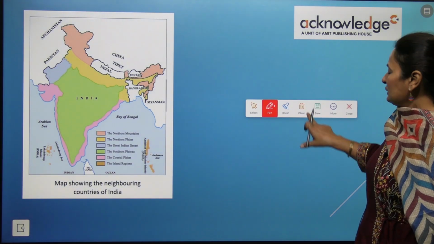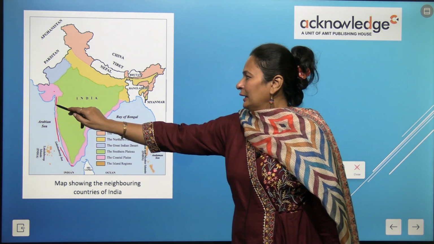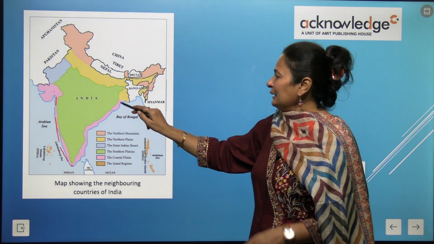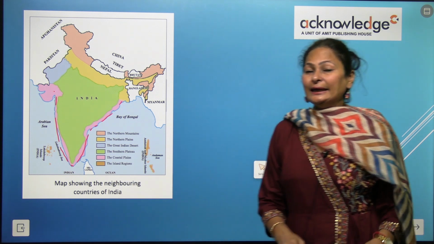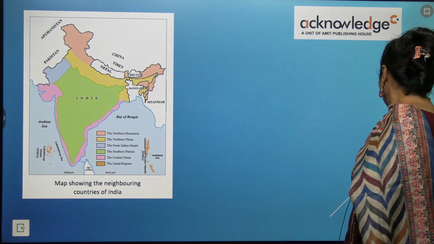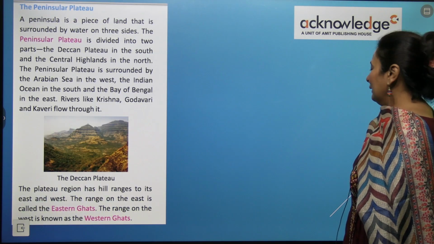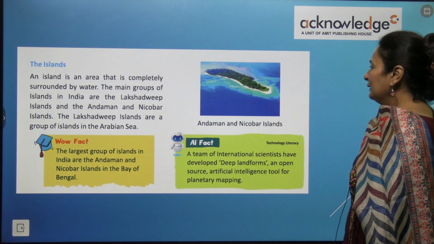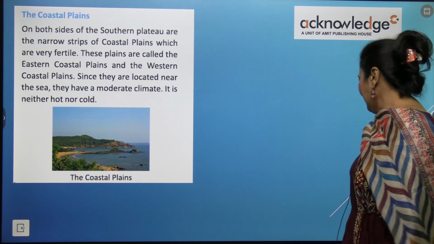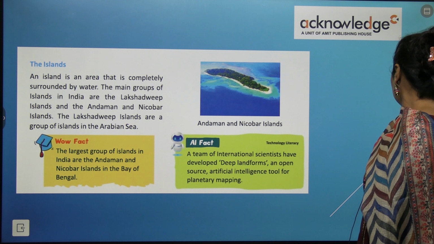The pink stripe. This is the pink stripe. In the western part, it is Western Coastal Plain and in the eastern part, it is Eastern Coastal Plains. Right, kids? So, weather is neither very hot nor very cold here in these areas because these areas are near the sea. Right? So, we have learnt about the coastal plains.